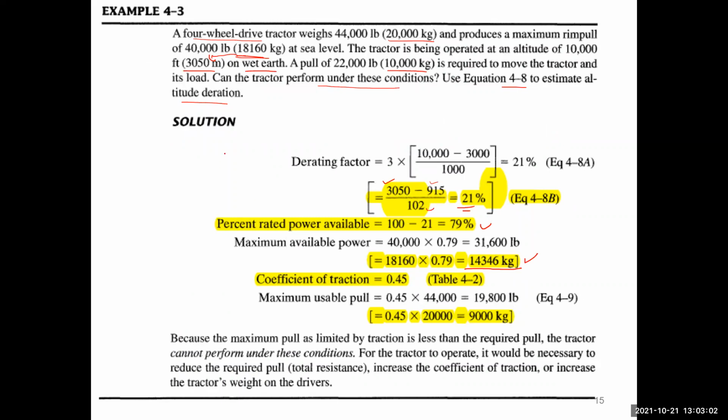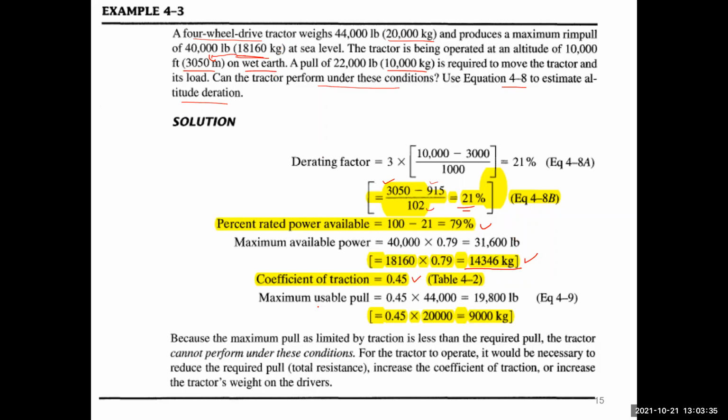So a four-wheel drive tractor weighs this and produces a maximum rim pull of 40,000 pounds at sea level. The tractor is being operated at an altitude of this on earth. The pull is required to move the tractor and its load. Can the tractor perform under these conditions? So we suppose that this tractor is not on the track. Of course, if it was on the track, then it would be mentioned. So it will be on the rubber tire, so the coefficient of traction will be 0.45.